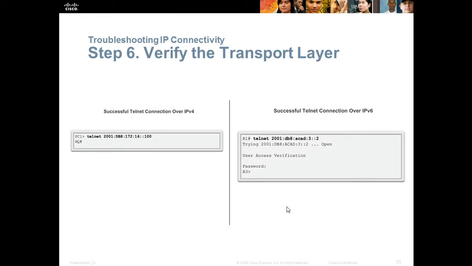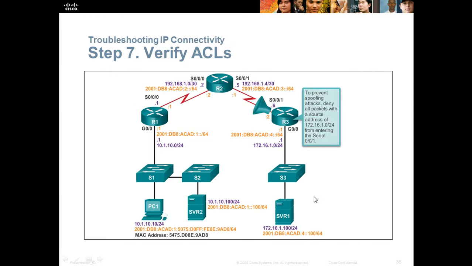How to verify the transport layer? We can use a successful telnet connection over IPv4 by giving the command telnet and then the destination IP address. Step number 7, verifying the access control list on a router by using the troubleshooting method. This basically prevents the spoofing attack, denying all packets with the source address from entering the serial interface. It depends how the router interface has been configured and which security measures have been taken and which type of traffic is allowed or denied subsequently.